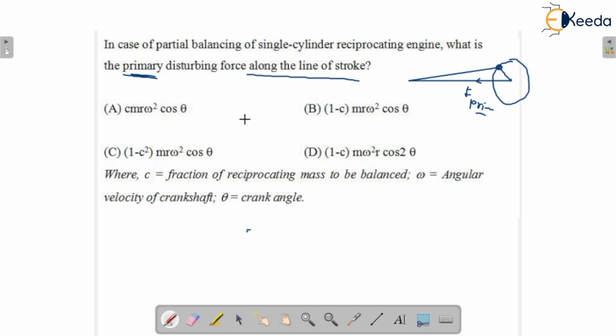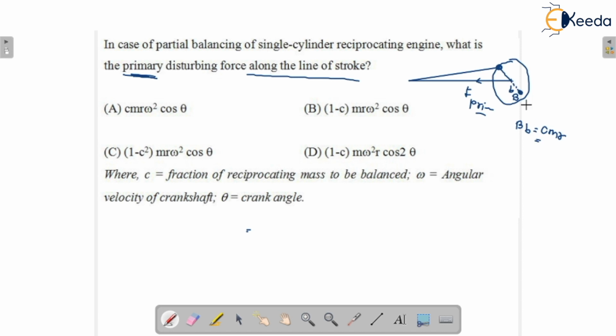So it would be considered as what? (1 - c) m r omega square cos theta. Why 1 minus c? Because we have studied in the primary balancing that we assume here the mass B, which is at a radius small b, and we know that b B is equal to c m r. c is the fraction of reciprocating masses to be balanced.